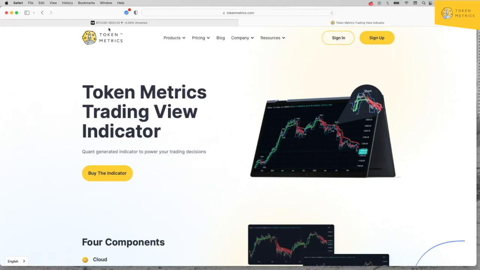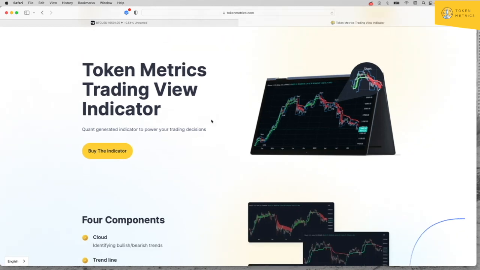Okay, so I'm very excited to be showing you guys the new product that we've been working on, the TokenMetrics TradingView Indicator. So here on the TokenMetrics.com website, under the pricing page, you can see a bit more details about this indicator. Essentially, we are trying to build a strategy, a long, short, or buy-sell strategy that you can apply directly on your TradingView monitor so that you can make better trading and risk management decisions.